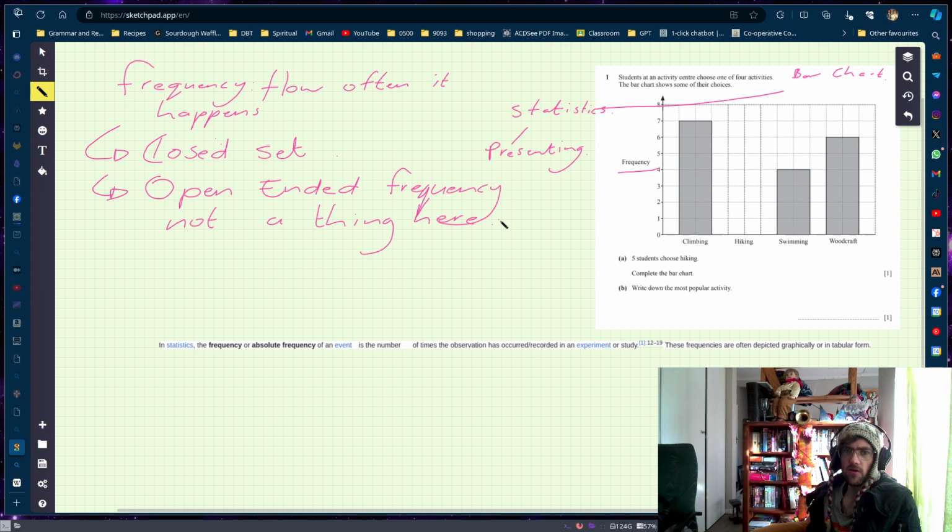Okay. So students at an activity center choose one of four activities. The bar chart shows some of their choices. Okay. Five students choose hiking. So what we're doing here, this is a bar chart. So let's quickly look at a bar chart. Again, we're doing some basic understanding stuff. And I'm going to make our basics, like our grammar, oh wait, I'm going to make our grammar pink. Is that okay?